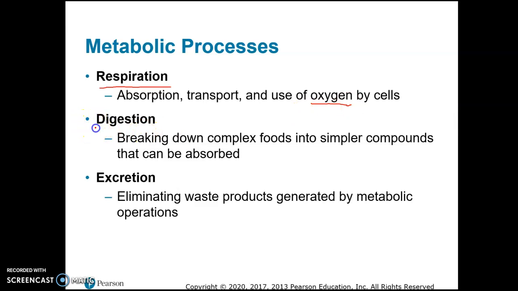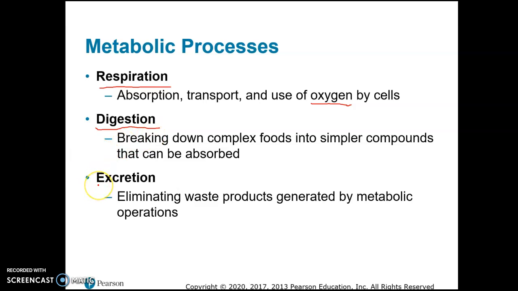And then digestion is breaking down the foods that we eat into simpler compounds. Digestion can be mechanical, where we just chew the food up and break it down into smaller particles. And it's also chemical, where we take large proteins, for example, or fats, and break them down into their smaller components, amino acids and fatty acids.